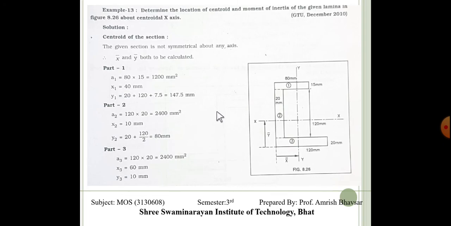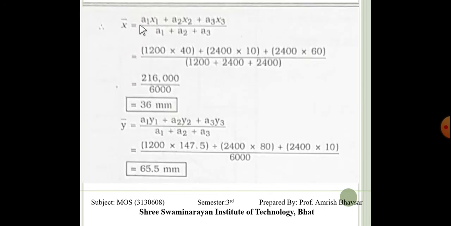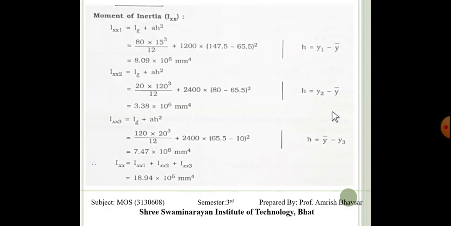Now we can calculate x bar, which is a1 x1 plus a2 x2 plus a3 x3 upon a1 plus a2 plus a3. So we will get x bar, that is 36 mm, and y bar is equal to a1 y1 plus a2 y2 plus a3 y3 upon a1 plus a2 plus a3. So it is 65.5 mm.